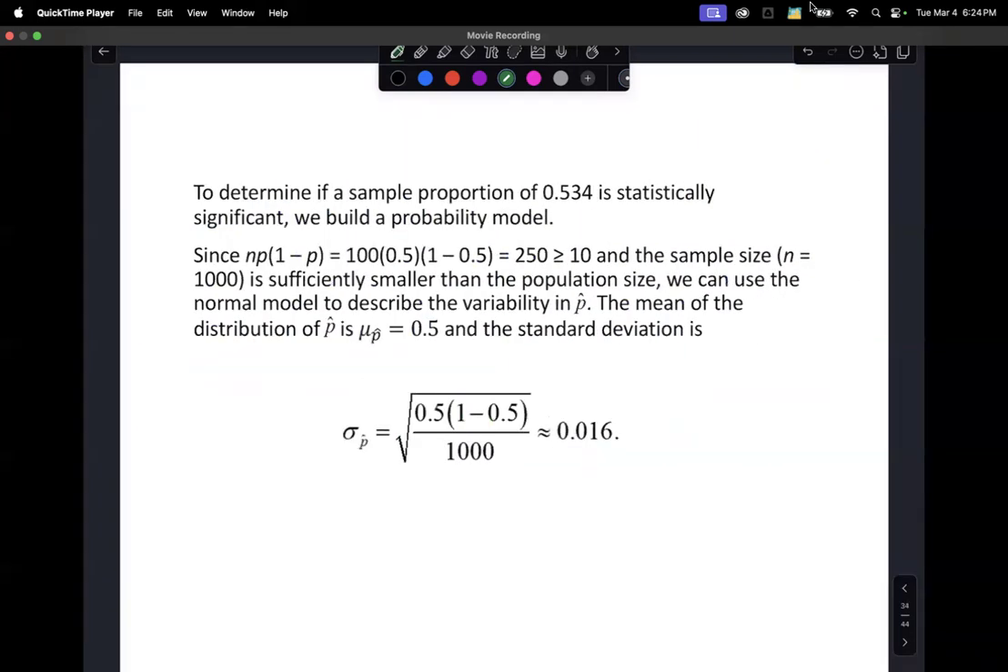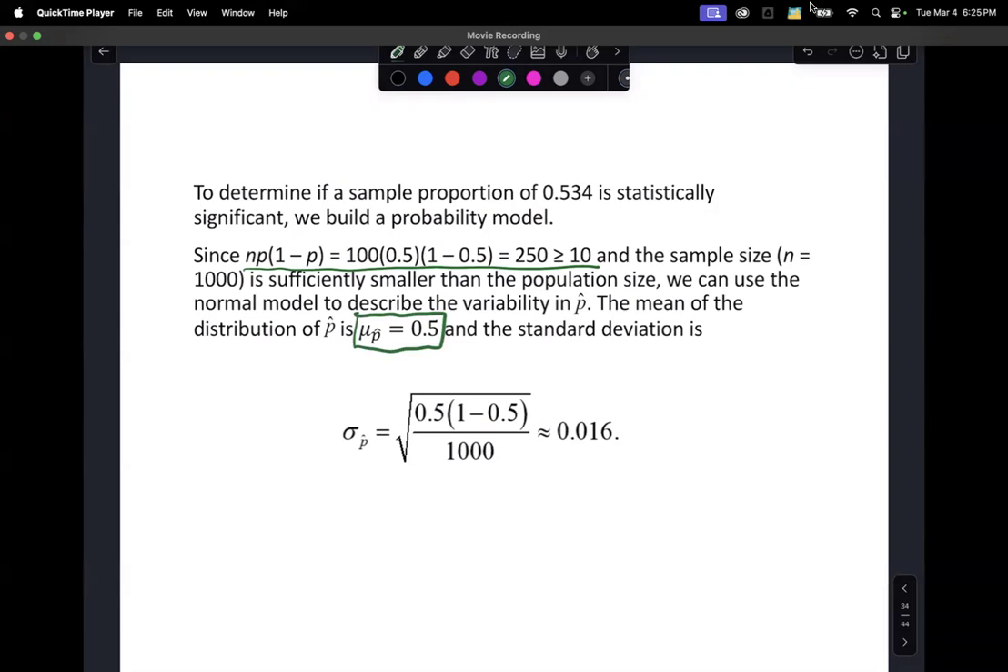Okay, so what I did was I took the sample proportion and I found the standard deviation. I found the new standard deviation depending on our sample size. So our sample size was 1,000. Well, first thing, np times 1 minus p was greater than or equal to 10. Doesn't go away. Our sample size is definitely smaller than the population of like the US. My mean is going to be this.